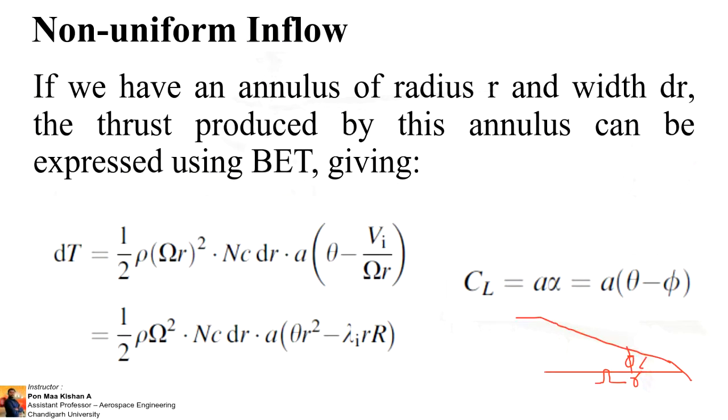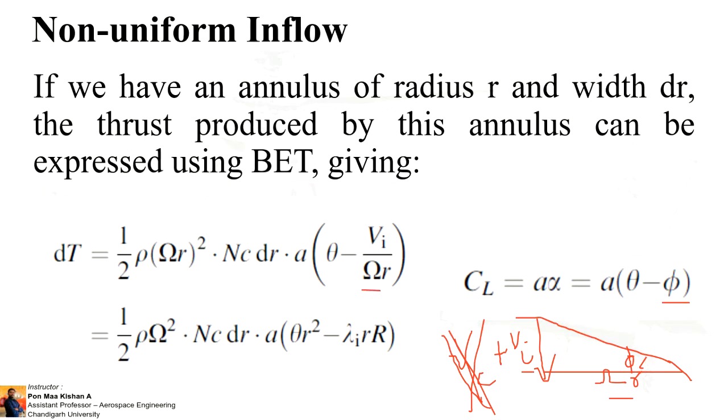Our inflow will be acting here. In blade element theory, we have taken it as Vc plus Vi. Now we are going to see only the hovering condition, so Vc will be 0. So Vi. If I want to find phi, I have to find opposite by adjacent, tan of phi. Then tan inverse will be small, so instead of phi, we can approximately write Vi by omega r.